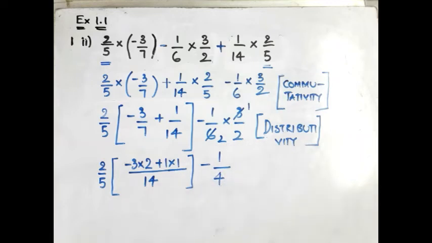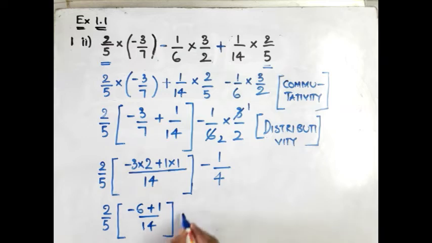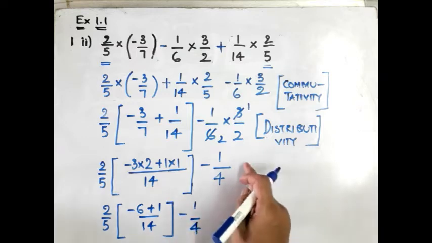Okay, now let us move to the next point. So 2 by 5 into minus 3 into 2, minus 6, plus 1 into 1, 1 by 14, minus 1 by 4. Okay, the rest of the solution I am doing here.